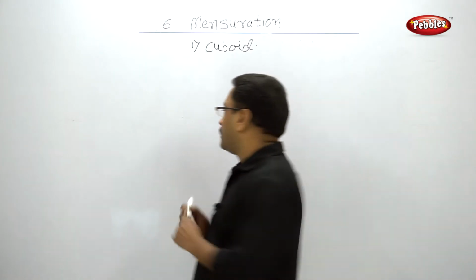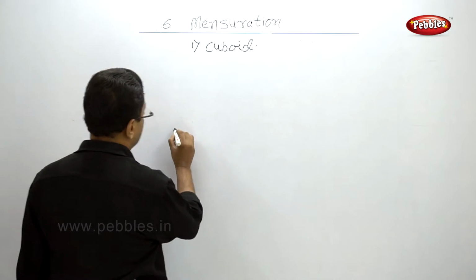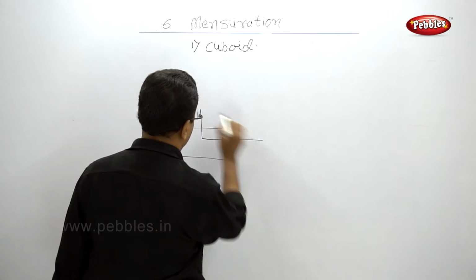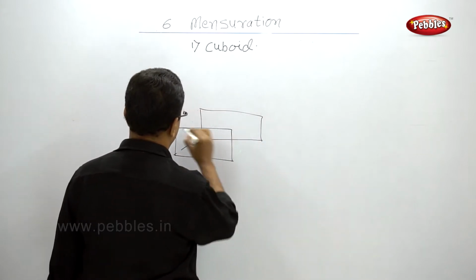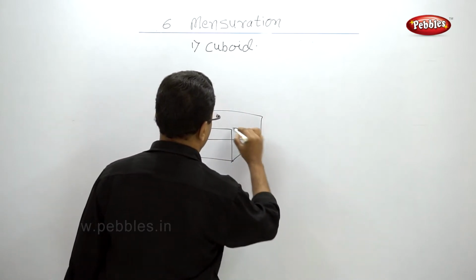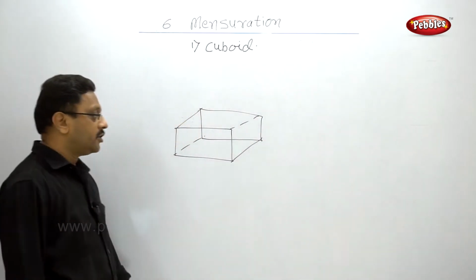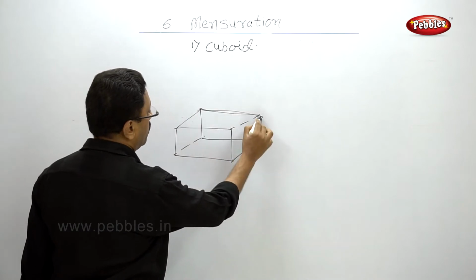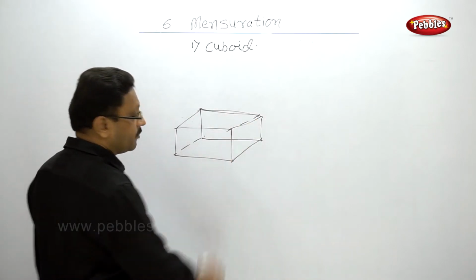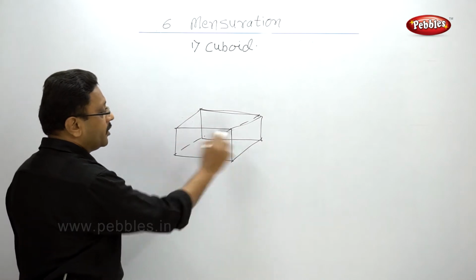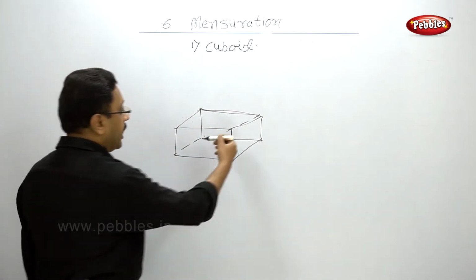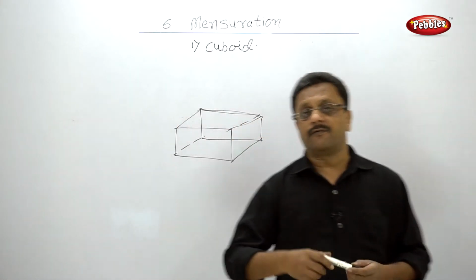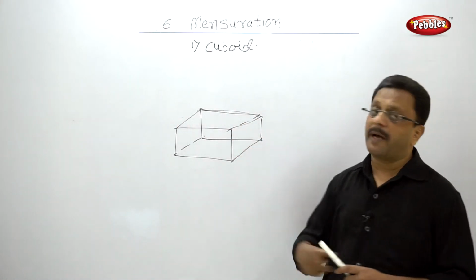For example, if this is a solid, then you have these top and bottom faces parallel, right and left faces parallel, and front and back faces parallel. So you have three pairs of parallel faces. So this is called the parallelepiped.